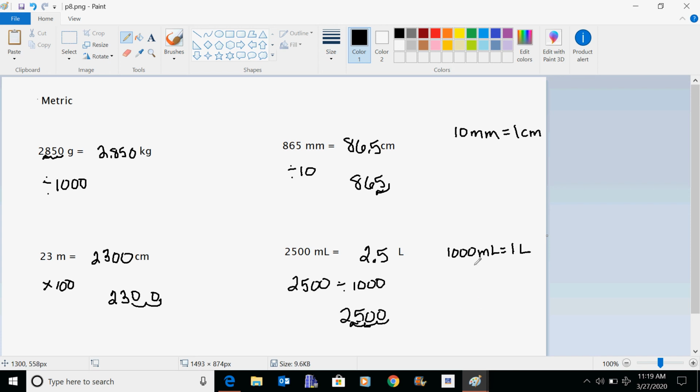Okay, so that's the things that you need to know about moving the decimal. It's always deciding, am I going to be multiplying or am I going to be dividing? And remembering that there's 1,000 grams in a kilogram, 10 millimeters in a centimeter, 100 centimeters in a meter, and 1,000 milliliters in a liter. So that takes care of that.